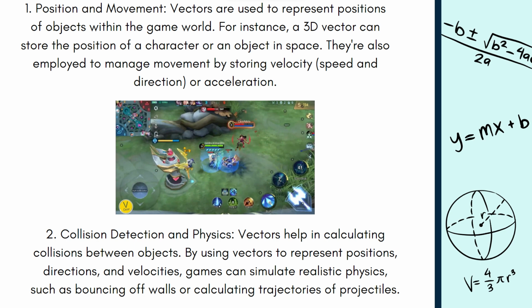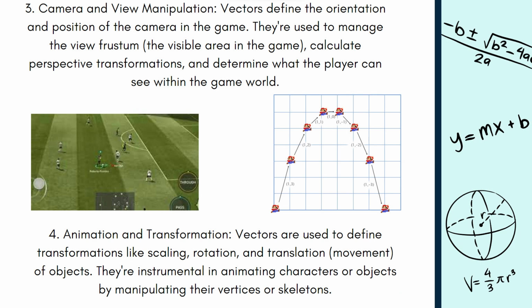For the second, collision detection and physics. Vectors help in calculating collision between objects. By using vectors to represent position, direction, and velocity, gamers can simulate realistic physics such as bouncing off wall or calculating trajectory of projectile. For the third one, camera and view manipulation.